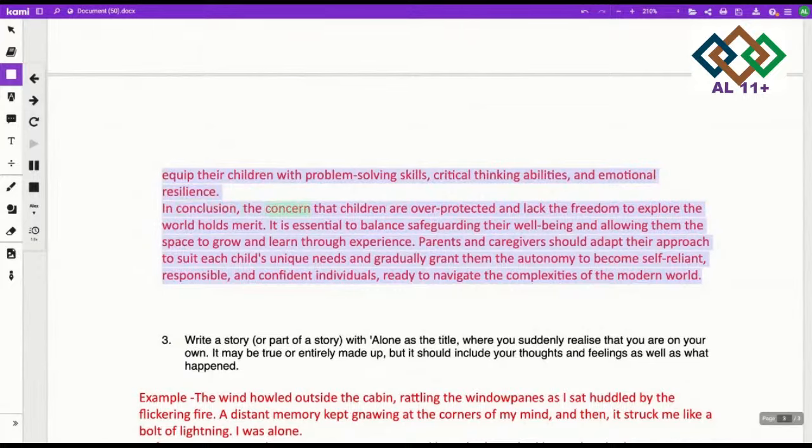In conclusion, the concern that children are overprotected and lack the freedom to explore the world holds merit. It is essential to balance safeguarding their well-being and allowing them the space to grow and learn through experience. Parents and caregivers should adapt their approach to suit each child's unique needs and gradually grant them the autonomy to become self-reliant, responsible, and confident individuals, ready to navigate the complexities of the modern world.